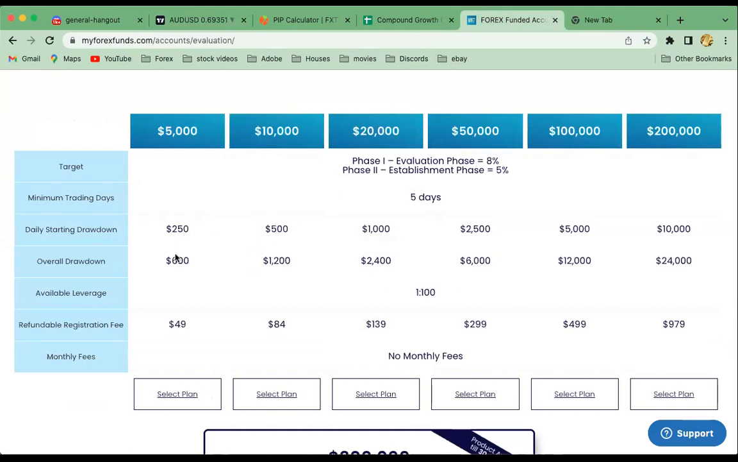What I do is break down, this is me working out my own maths. It might not work for other people, but it works for me. I break down my overall daily drawdown. I split my overall daily drawdown by 20, because there's 20 trade days.